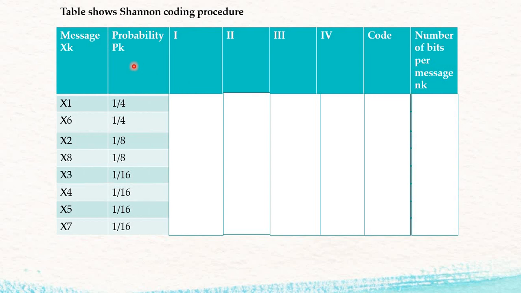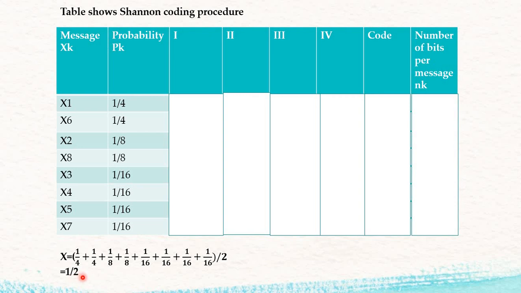So you have arranged it in the same fashion: x1, x6. This is important: you have to arrange the probabilities, and for the same probabilities you have to write down the messages. These are all my messages. Once this step is over, what is my second step? In the second step I have to find the mean value. This x comes out to be the addition of all these terms divided by 2, which comes out to be 1 by 2.